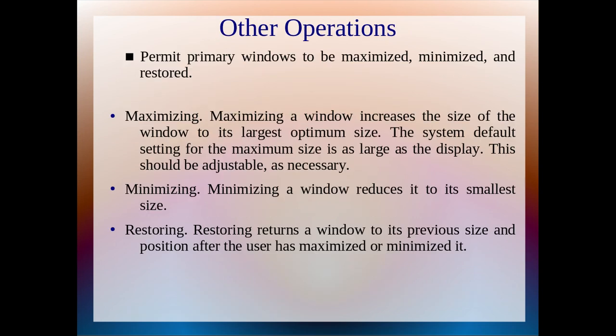Other operations. Permit primary windows to be maximized, minimized and restored. Maximizing, let's discuss that. Maximizing a window increases the size of the window to its largest optimum size. The system default setting for the maximum size is as large as the display. This should be adjustable as necessary. Minimizing a window reduces it to its smallest size. Restoring returns a window to its previous size and position after the user has maximized or minimized it.